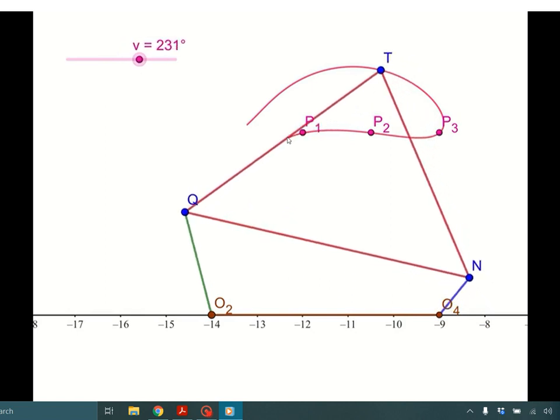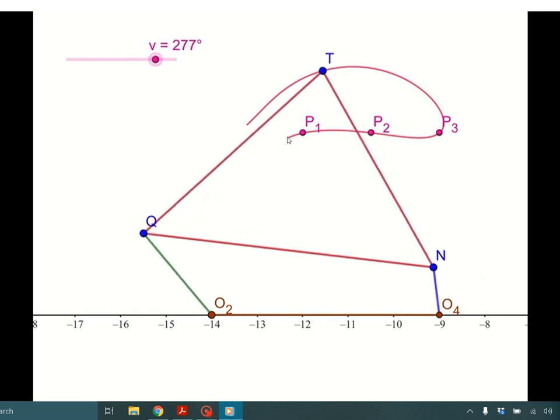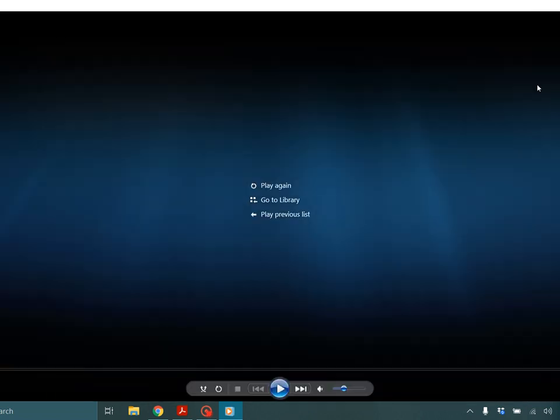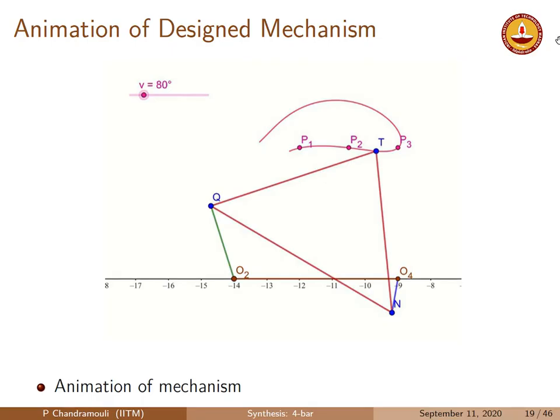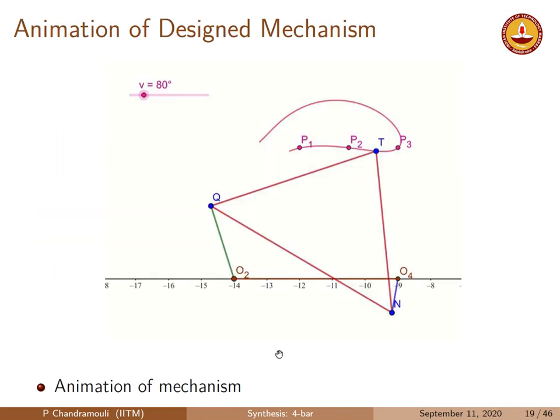You'll notice that this is not quite a crank, this is not quite a Grashof mechanism, because you can see the coupler curve is essentially open. So you can see P1, P2, P3, and then of course it stops there. We don't have anything further than that. All right. So therefore, that kind of ends the path generation.